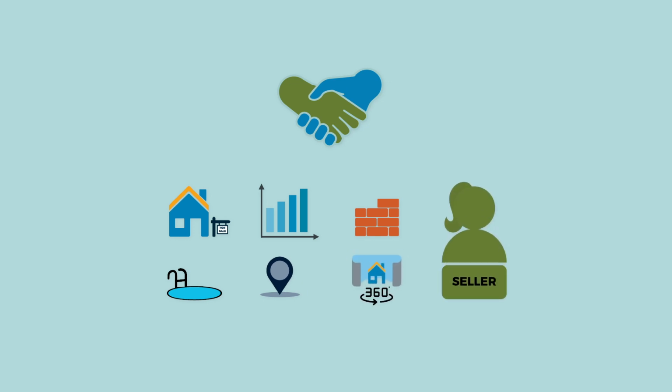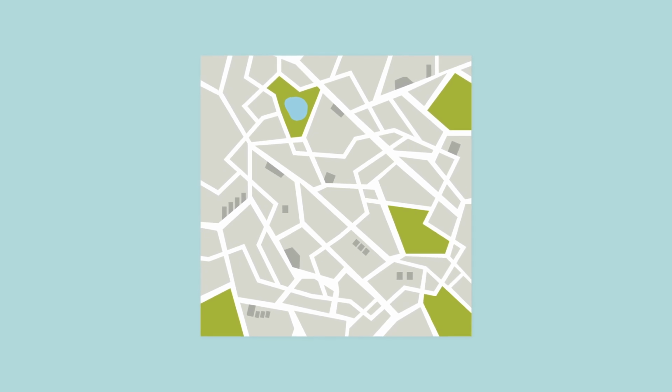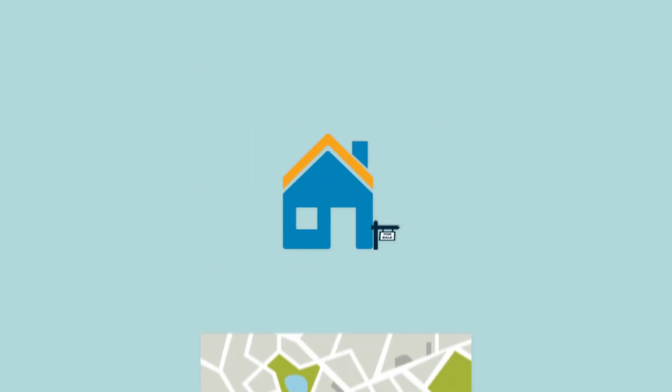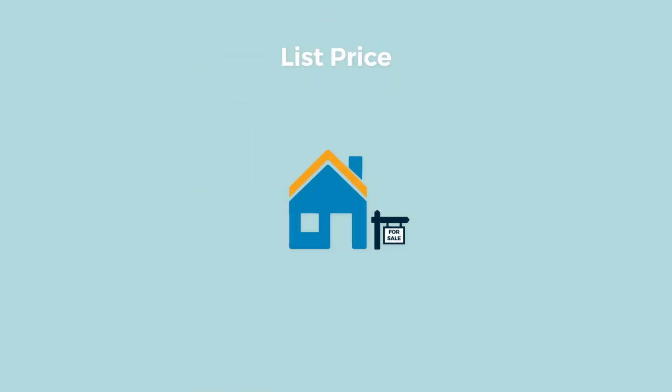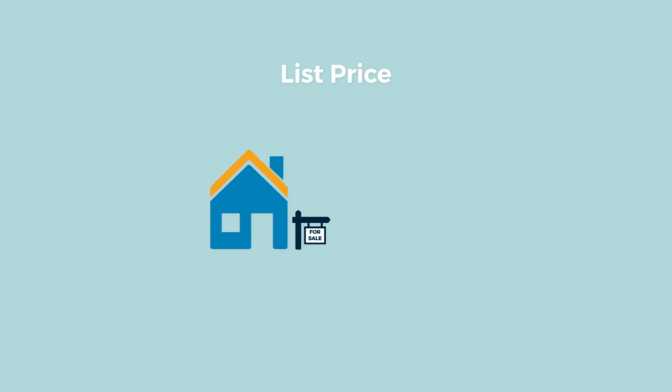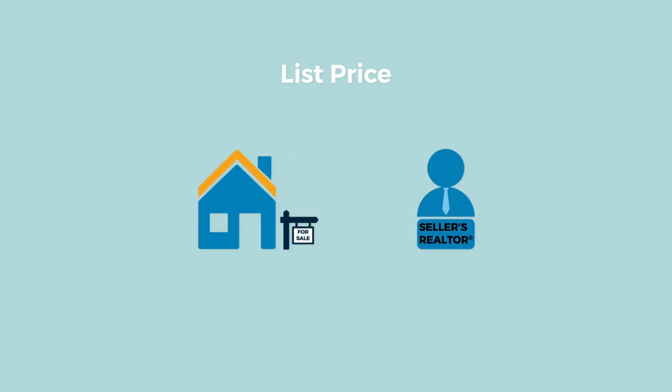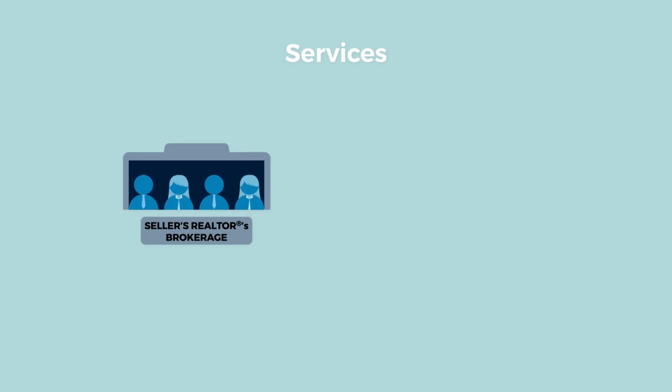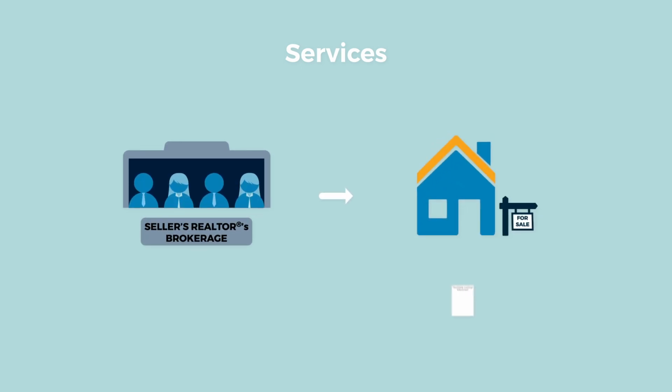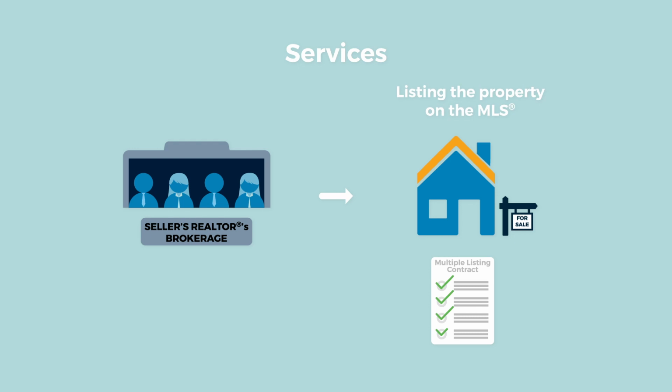and the seller's needs. The next section of the contract provides a description of the property, including both the address and the property's legal description. The multiple listing contract also provides the list price at which the property will be offered. Realtors play a key role in helping provide information to help the seller determine a list price for the property. The contract also lists the various services the seller's realtor's brokerage will provide to facilitate the sale of the property, including listing the property on the MLS.